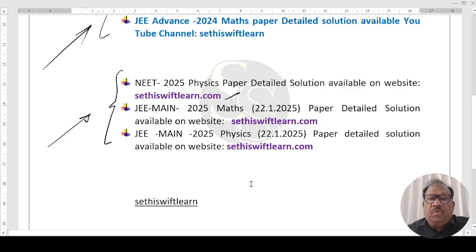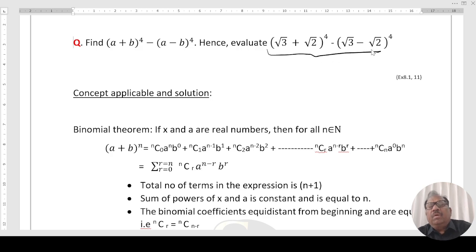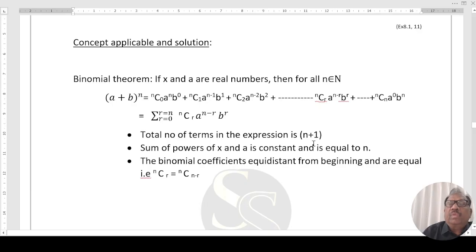Now let's start with the question. Question is, find (a+b)^4 − (a−b)^4. After evaluating this, evaluate this. Means first we have to evaluate this, and using this, we have to find the value of this. Put a equal to root 3, b equal to root 2. Concept applicable and solution. Question is taken from NCERT exercise 8.1.